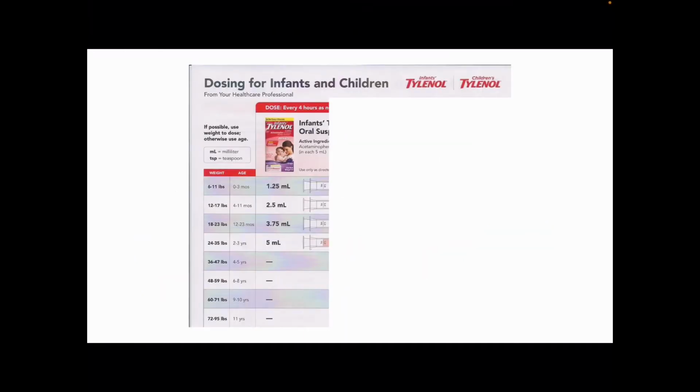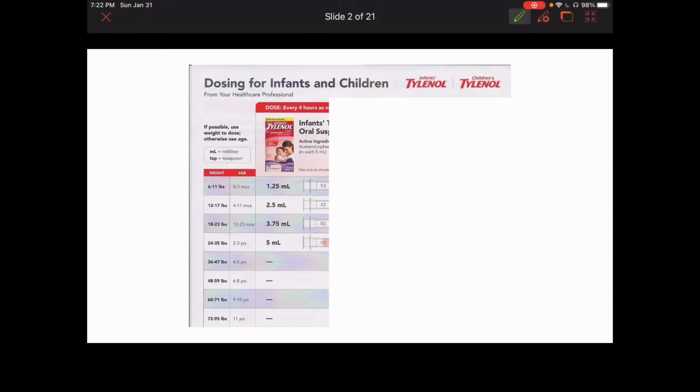So first, let's talk a little bit about the idea of dosages. Here's a dosage chart for children and infants. The reason I wanted to show this to you is that, based on weight or based on age, we have a different overall dose that we would be administering to this particular patient. So they don't all get the same amount.